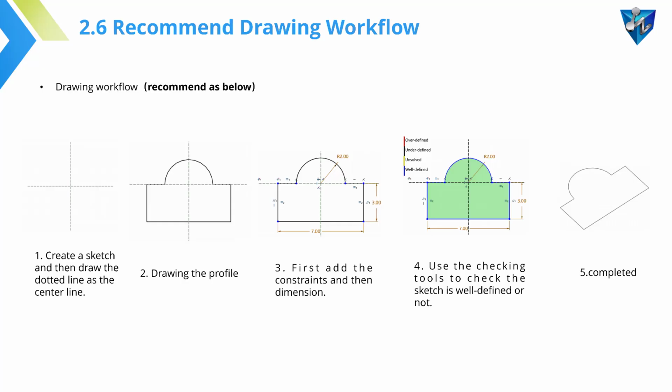Alright, let's move back to the PowerPoint. On this page, I will introduce the basic drawing workflow in ZW3D. As you can see, the first step is to create a sketch and then join the dotted line as the center line. Step 2 is to draw the profile. After that, we can add constraints and dimensions for the profile. In step 4, we can use the checking tool which I mentioned in the DA toolbar to check whether the sketch is well defined or not. And finally, we finish the sketch creation.